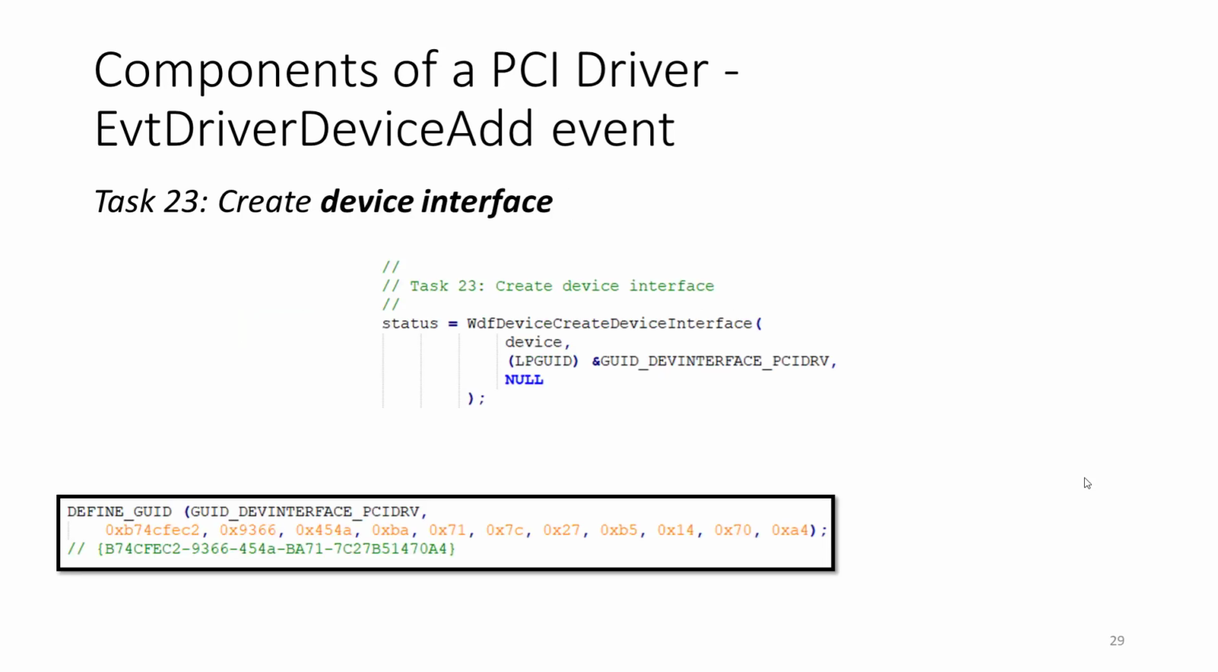Task number 23, create the device interface. To create the device interface, we need to use the WdfDeviceCreateDeviceInterface method. The method accepts 3 arguments. The first argument is the device handle. The second argument is a pointer to a GUID variable, also known as globally unique identifier. The GUID is the identifier of the device interface. You can see that the GUID variable was defined by using the DEFINE_GUID macro.